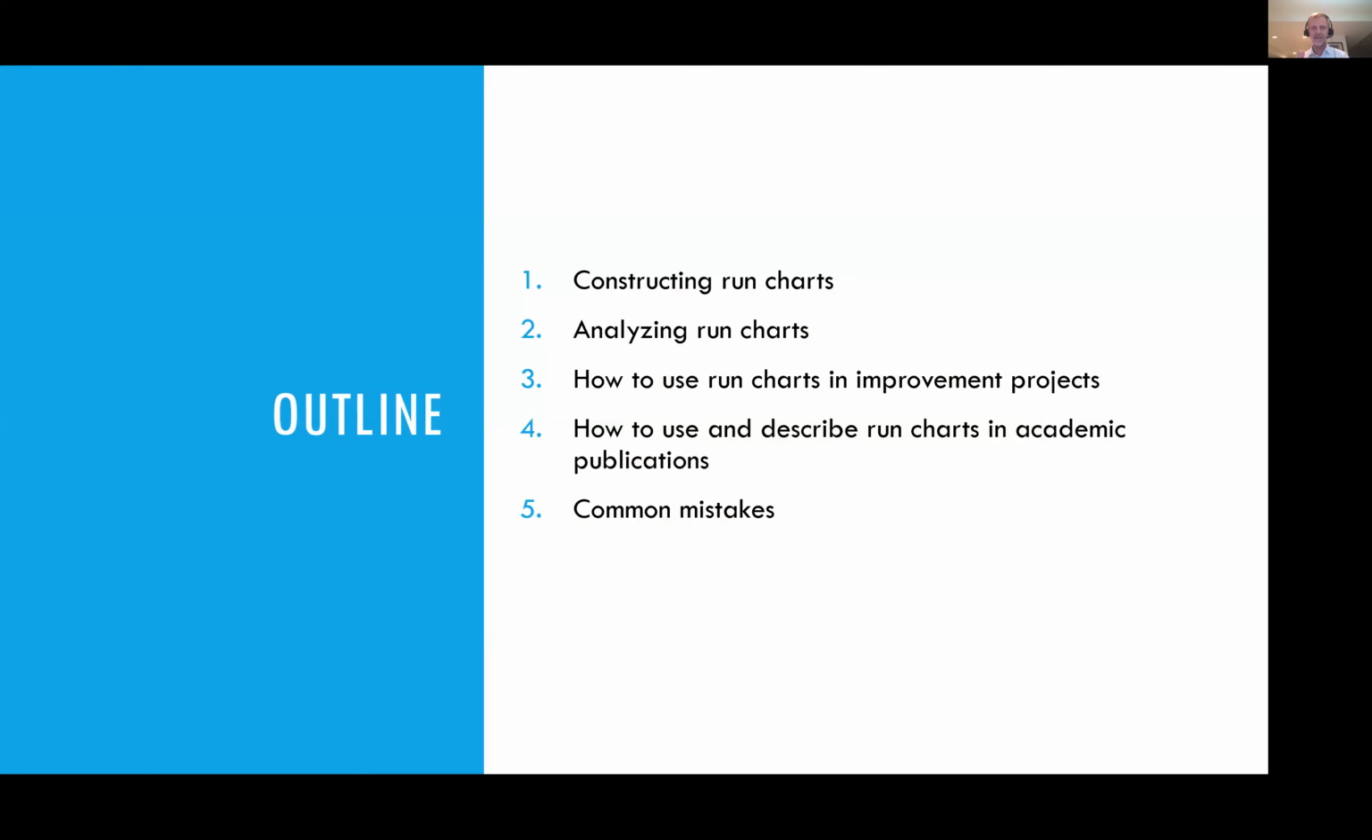I'm not able to see the chat when I'm presenting like this, but if you want to put in questions or comments, put them in the chat and we'll get to those at each section. Okay, so let's start with constructing run charts.